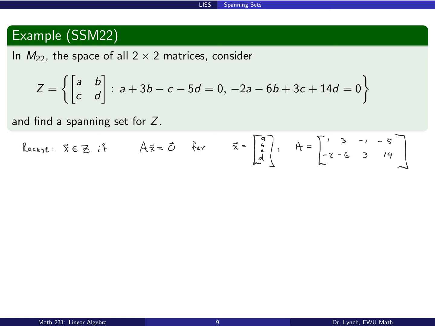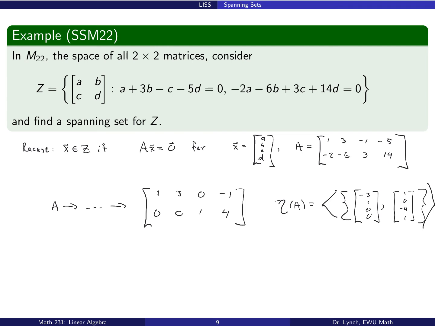Okay, so again here we sort of recast X as an element of Z if AX is equal to 0 for some X equal to (a, b, c, d), and this matrix A is what we would get from picking off those coefficients. Okay, so one thing we can quickly do is reduce A to its reduced row echelon form.